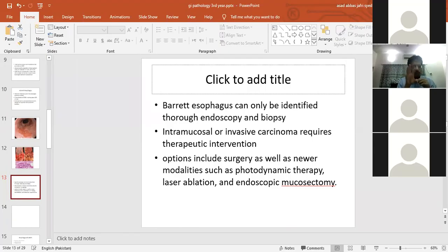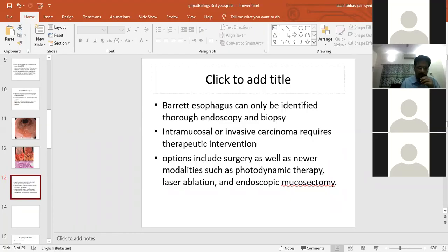So there is a little controversy: the Americans say we need to see goblet cells. The British say no, if the endoscopist is sure that he has taken the biopsy from the esophagus and we see any columnar mucosa, we will label it as Barrett's esophagus. So there is a slight difference.